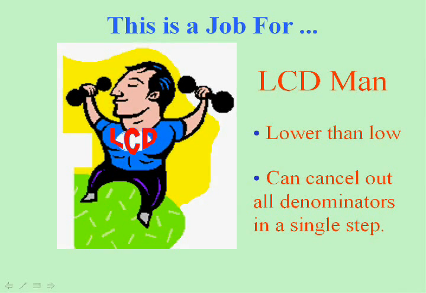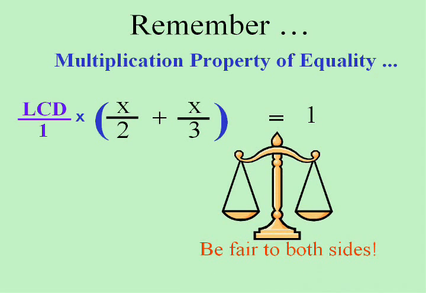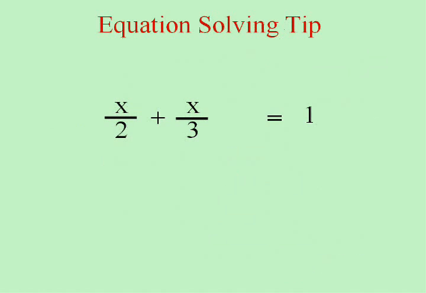Now, if we get rid of all the denominators, we won't have any fractions, and we'll be looking at an equation that we hopefully know how to solve. Now, what are we allowed to do with the LCD? Consider the multiplication property of equality. And that is, if I multiply one side of an equation by anything, I'm going to have to do it to the other side. And that's what I'm going to do.